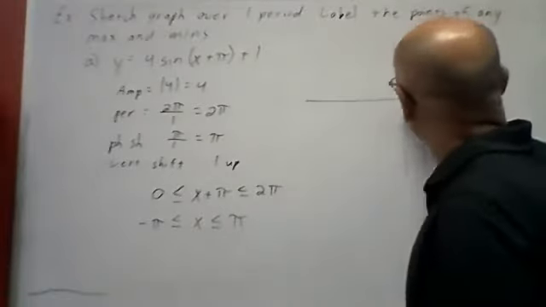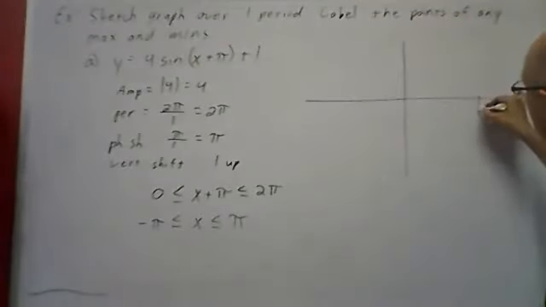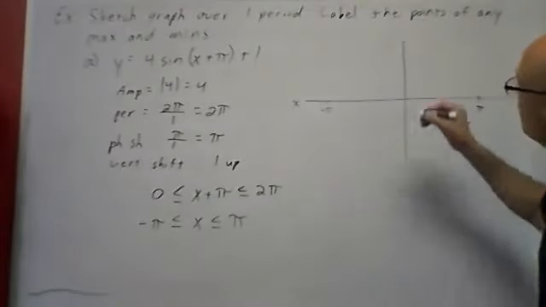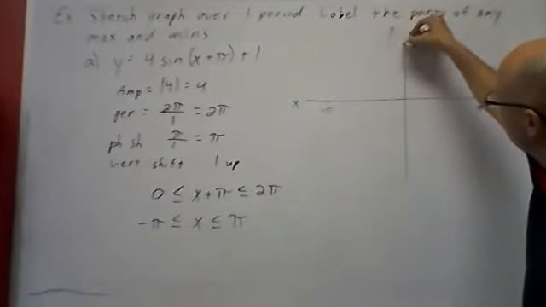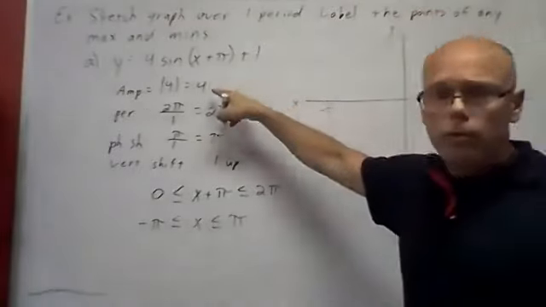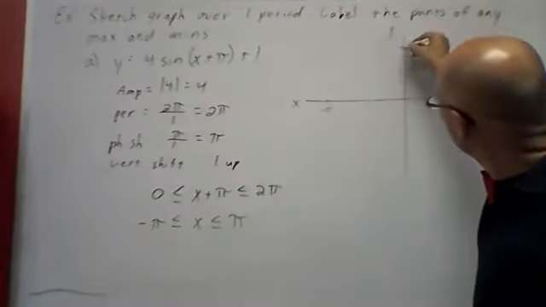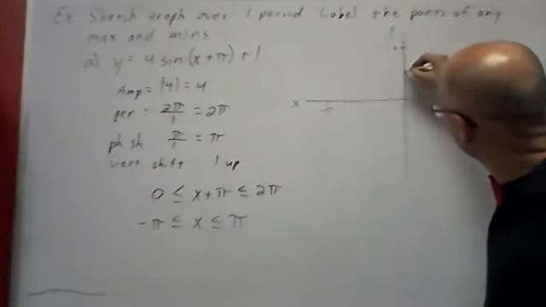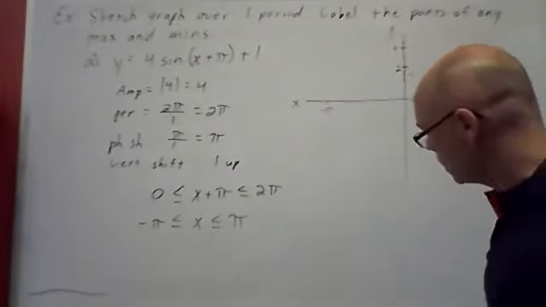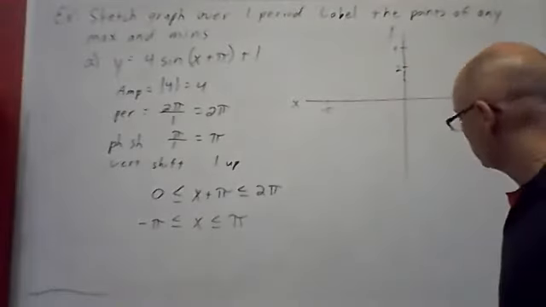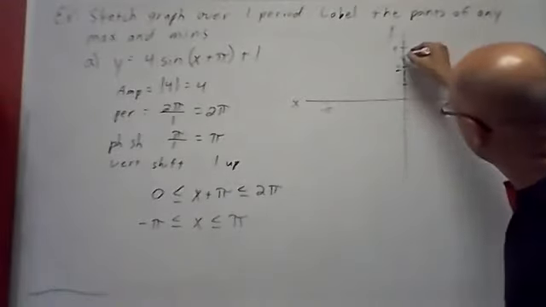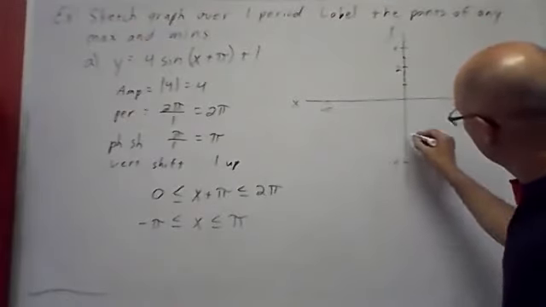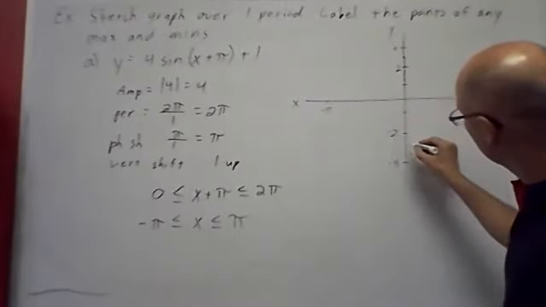So let's see. Draw me a coordinate plane here. I'm going to call this pi. I'm going to call that negative pi on my x-axis. This will be my y-axis. And what's my amplitude here? 4. So I'm going to go up to 4 right here. Maybe I'll say halfway is a 2, and I'll put some tick marks there. Let me go down to negative 4. Call that negative 2, and I'll put some tick marks here and here.